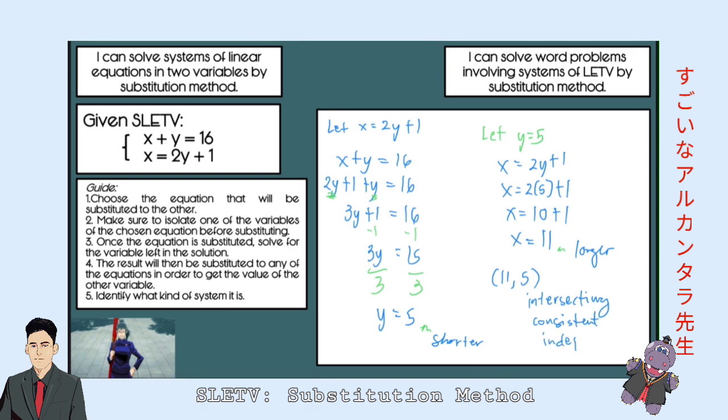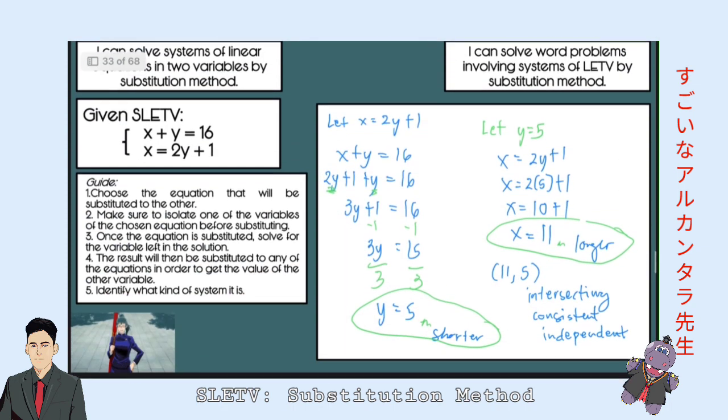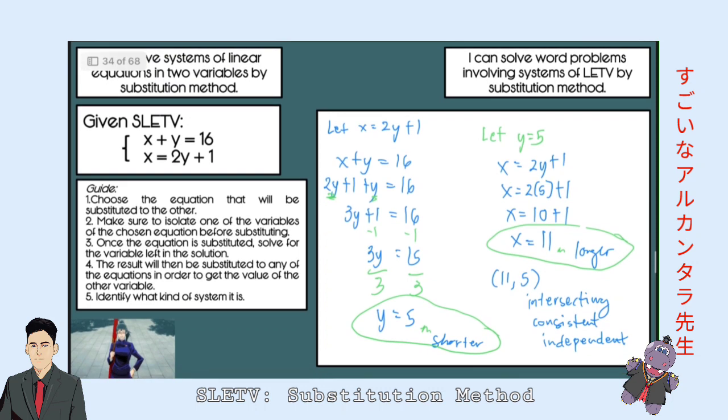But since this is a word problem, you have to emphasize your final answer. So you have to take note of the following. That the longer piece is 11. And what's the measurement mentioned there? 11 centimeters, if I'm not mistaken. And then 5 centimeters for the shorter one. A foot, I'm so sorry. So take note of it properly. So the shorter is 5 feet, the longer is 11 feet. Just write it in a complete sentence, okay? I have no time for it.